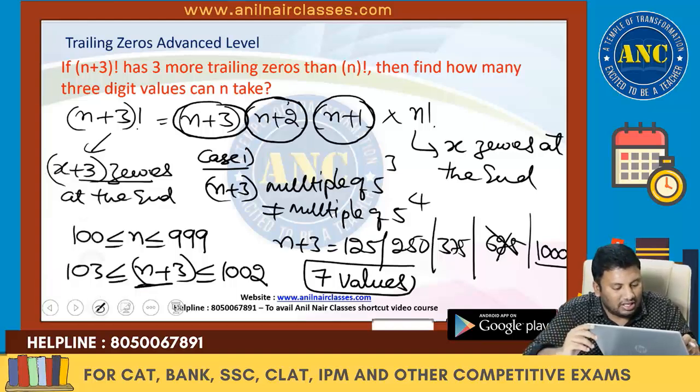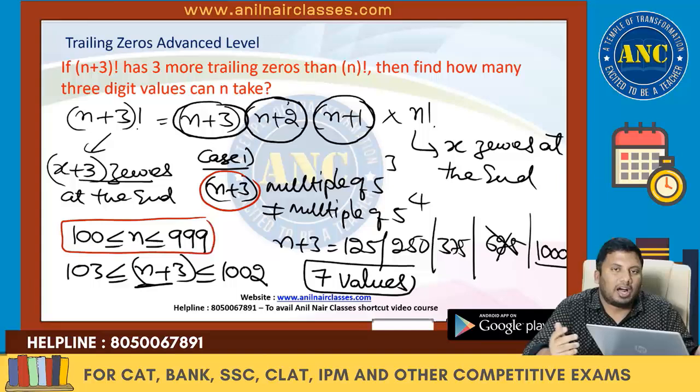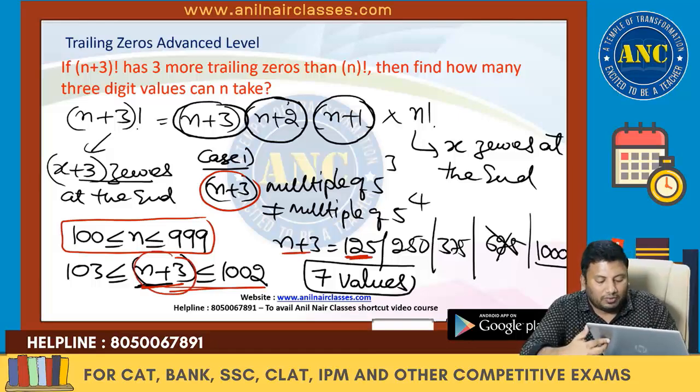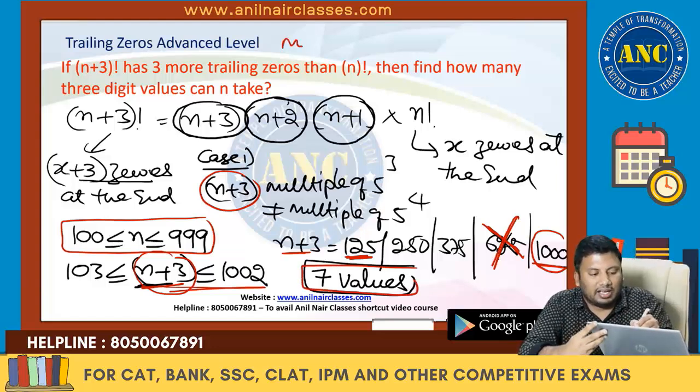If n plus 3 is a multiple of 5 cube, this is the 3-digit number. 100 less than or equal to n less than or equal to 999. I want n plus 3, so add 3: 103 less than or equal to n plus 3 less than or equal to 1002. n plus 3 should be a multiple of 125. In that case, 5 power 4 should be eliminated. I got 7 values. So the idea is multiple of 5 cube.